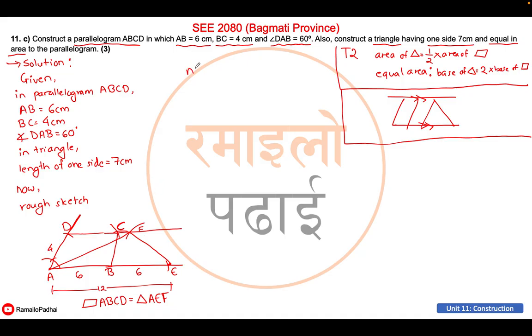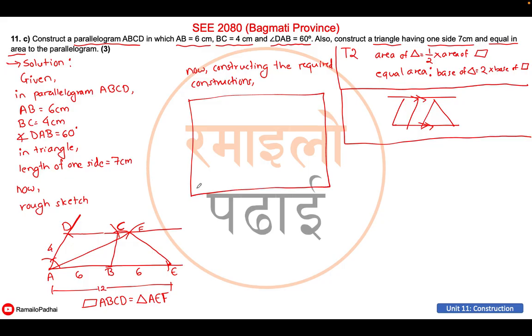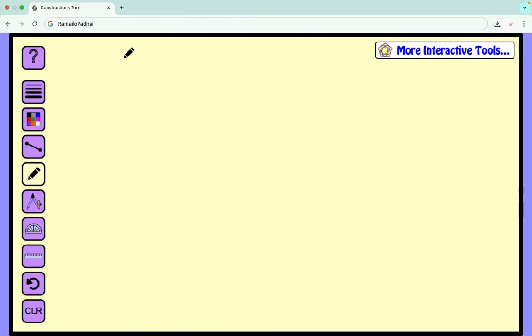Now constructing the required constructions, we will be constructing in this area. Okay, so the area where I construct will be this square or rectangle, and I will construct it here.